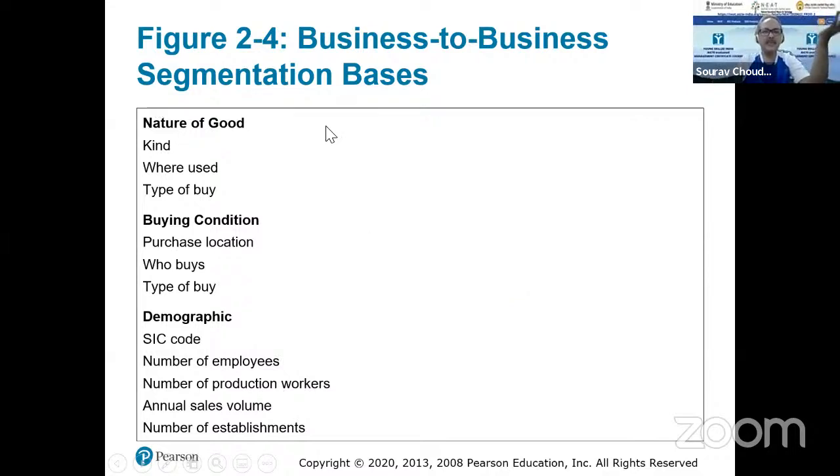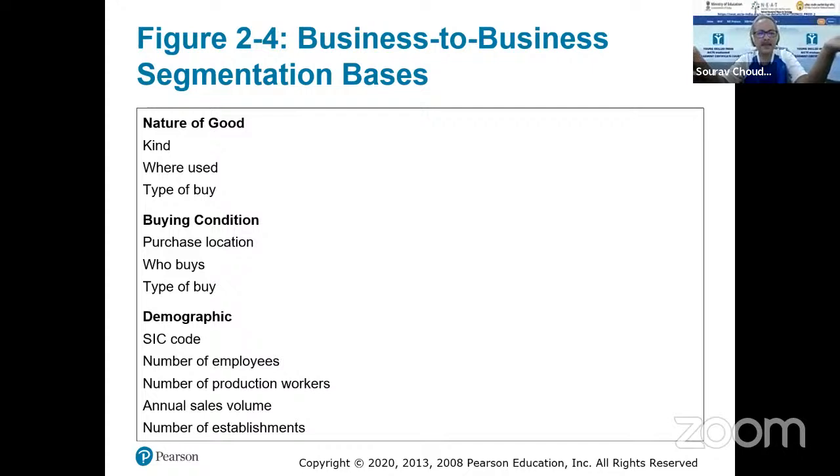The nature of goods that the industry manufactures, the kind of goods, where those goods are used, types of buy. How do they buy? Types of buy means how do they buy? Do they buy through tender? Do they buy through wholesale? Do they buy through distribution? Or what? Buying condition, purchase location, where do they purchase from? Do they buy from wholesale, from a distributor, where from? Who buys? Is there a purchase manager, or is it the engineer who buys it, or is it the technical manager who buys it? Depending on all these things, you segment the business to industry market, business to business market.